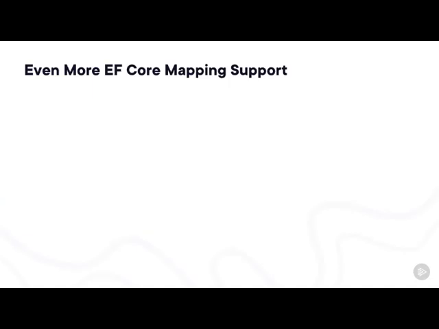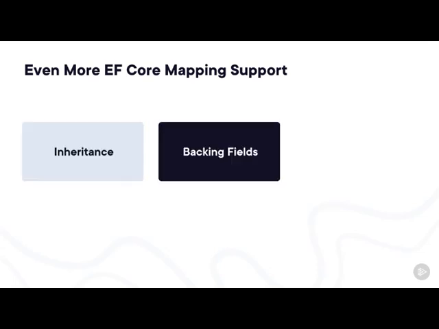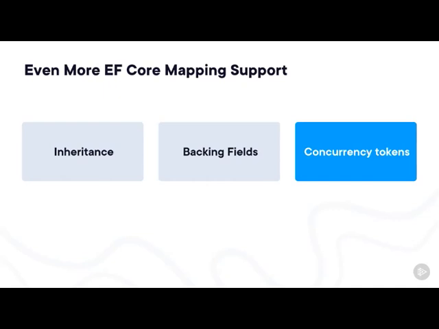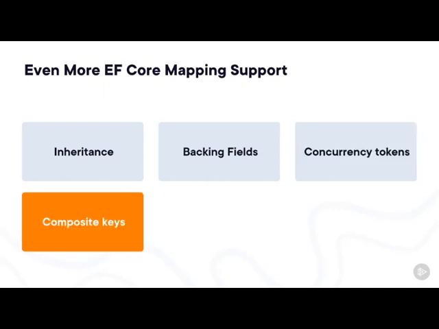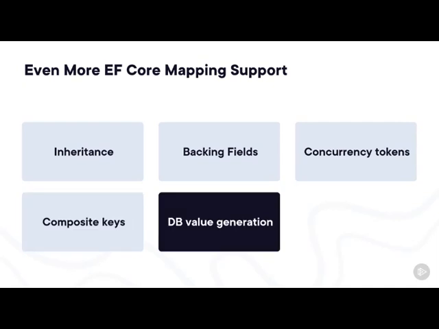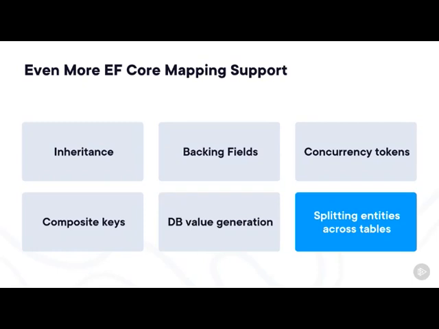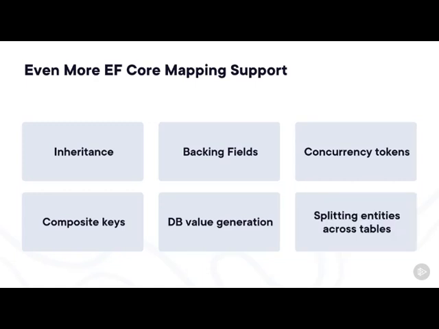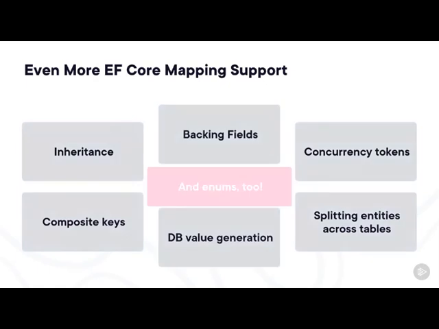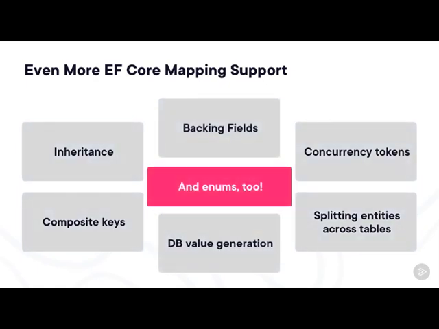I've got one last slide here, but I'm not going to explain these features, but they're features that people do ask about. So I simply want you to be aware of the fact that EF Core does indeed support inheritance, backing fields, concurrency tokens such as RowVersion, composite keys, database value generation, not just for primary keys, and the ability to split the properties of an entity across multiple tables if needed. So in case you've been wondering about these features, now you know that they do exist, and you can always learn more about each of them in the official EF Core documentation. There's also conventional and configurable support for enums as well.